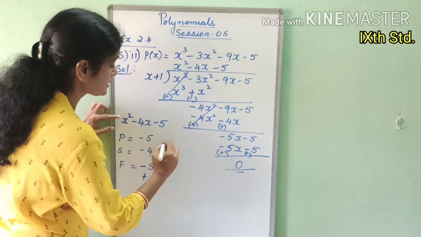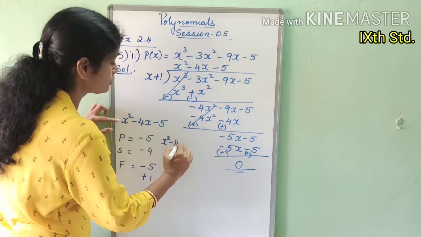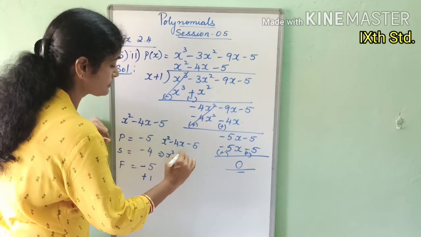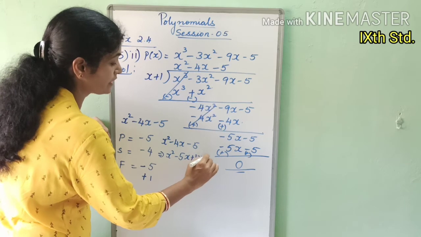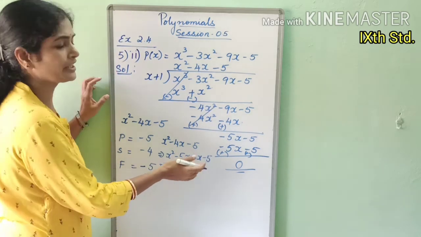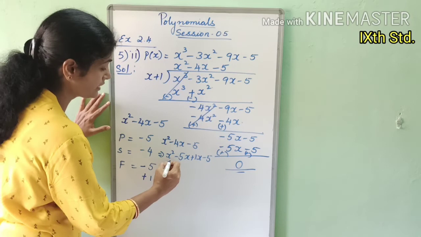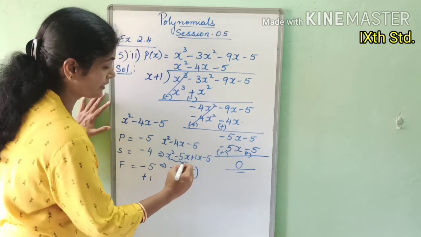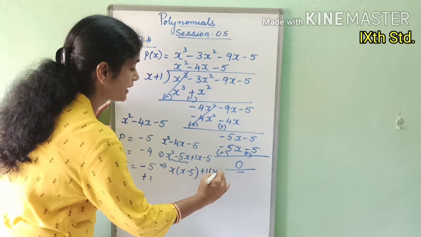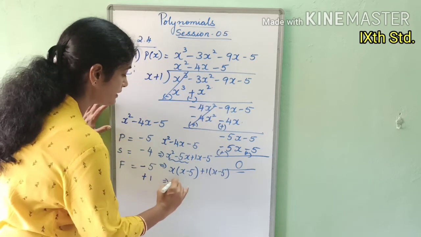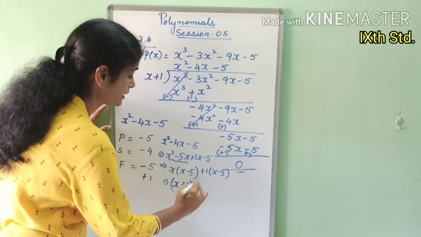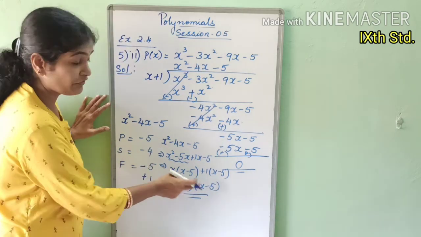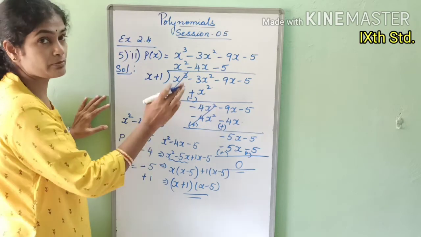Therefore, this x square minus 4x minus 5, we can write it as x square minus 5x plus 1x minus 5. Or even instead of writing 1x, if you write x also, it is correct. So in these two terms, x is common, x minus 5, and in this, 1 is common, x minus 5. So this will lead to x plus 1 into x minus 5. So these are the factors of x square minus 4x minus 5.